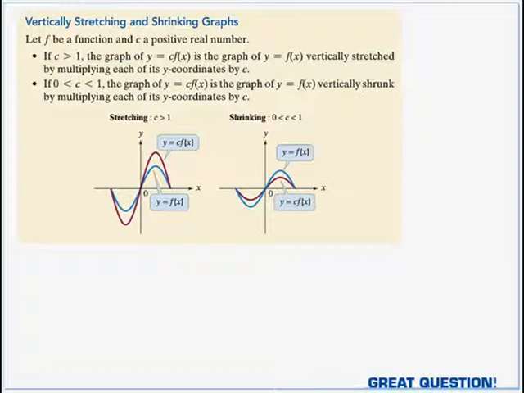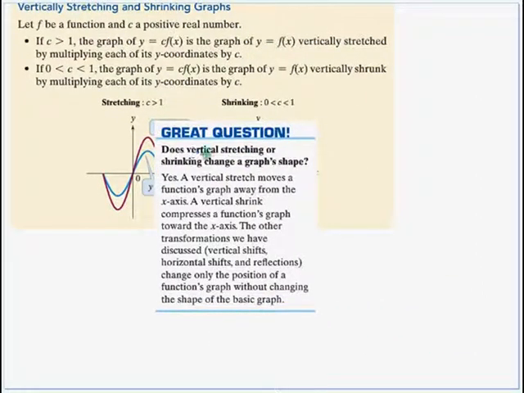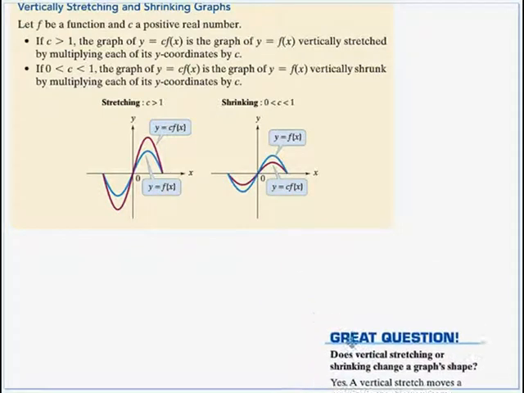And does anybody have a question? Ooh, here's one. Does vertical stretching or shrinking change the shape of the graph? Yes, a vertical stretch moves the function's graph away from the x-axis. A vertical shrink compresses the function's graph toward the x-axis. The other transformations we have discussed, vertical shifts, horizontal shifts, and reflections, change only the position of the function's graph without changing its basic shape.